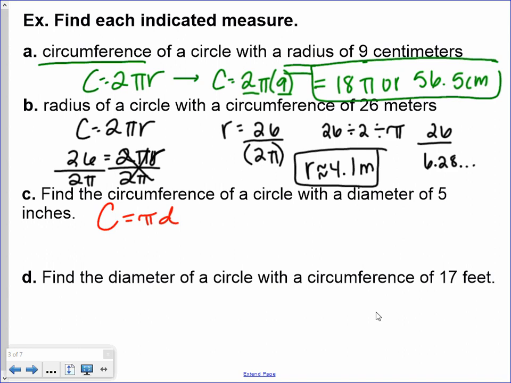This one, they say find the circumference, so that'll be your variable, and then the diameter is 5. So pi times 5, bless you. We can write that as 5 pi, or 5 times the pi button is about 15.7 inches.